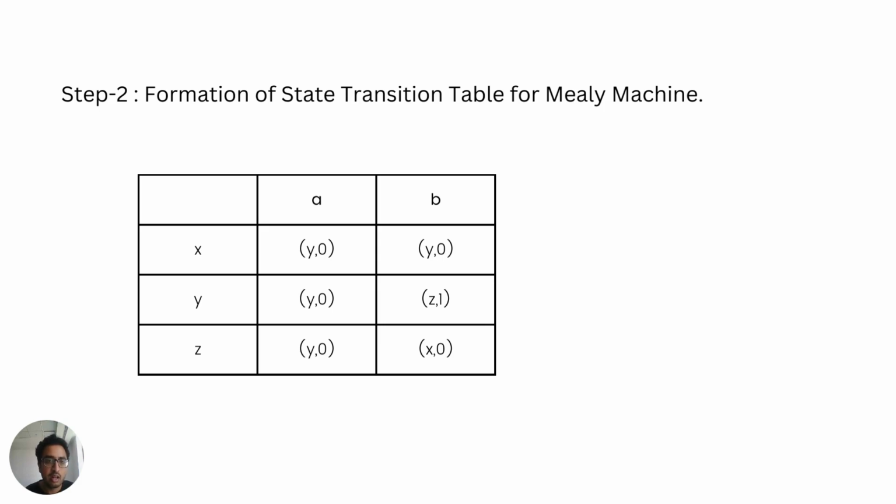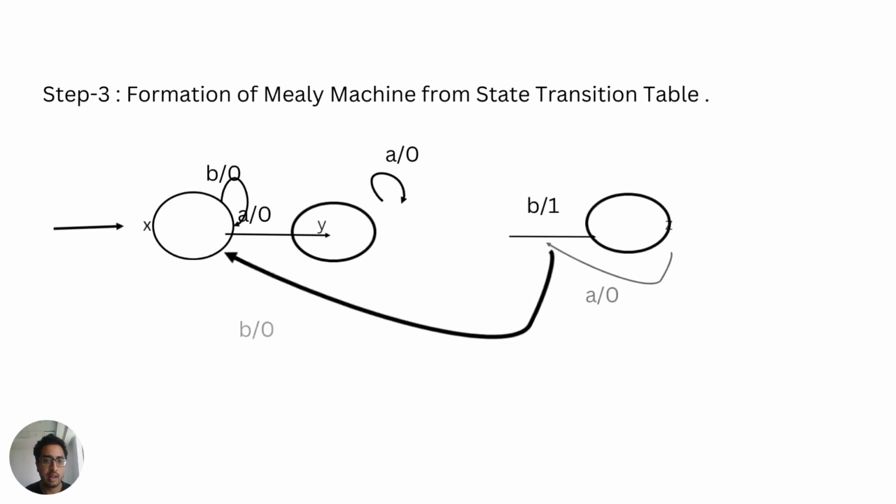So let's understand the formation of the state transition table for a Mealy machine. Here X is the initial state. If we take input A, it will go to state Y and its output is written as 0. Similarly, if we take input B in X, it will go to state Y and its output will be 0. Similarly, you can check for Y and Z. Moving on to the next slide.